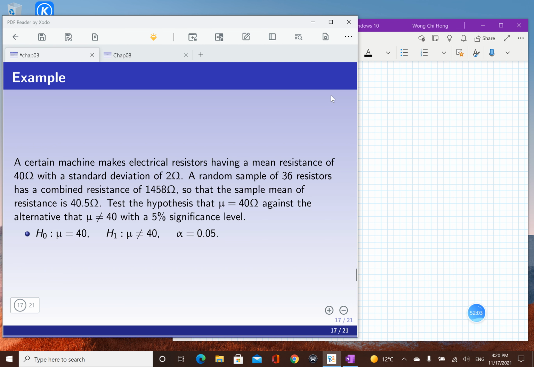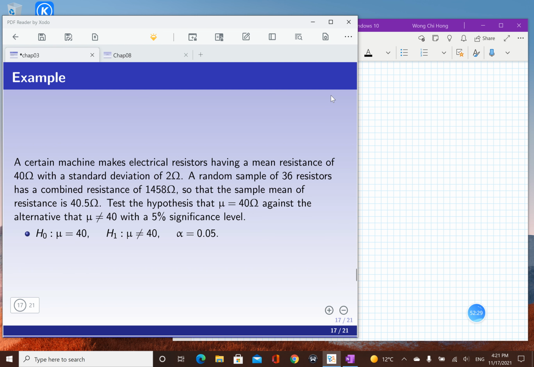What do you do? You check out the resistance for each of them, and then find the sample mean, find the standard deviation and all that, etc. But if I ask you, how would you do that? How would you do this experiment? You get all these 36 resistors. How do you check their resistance? How do you check this?